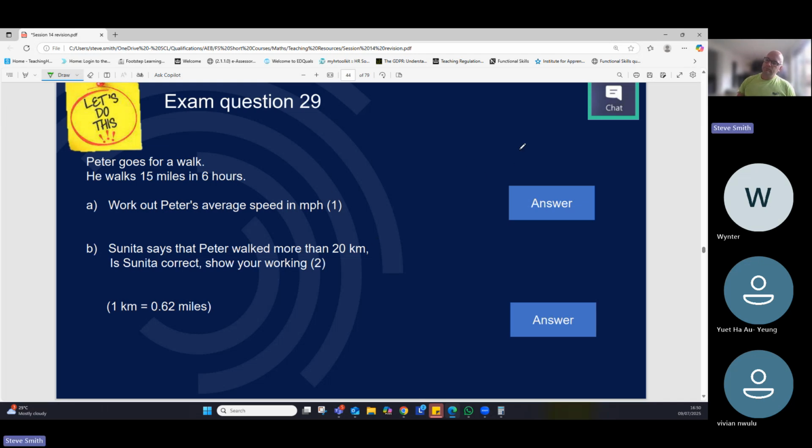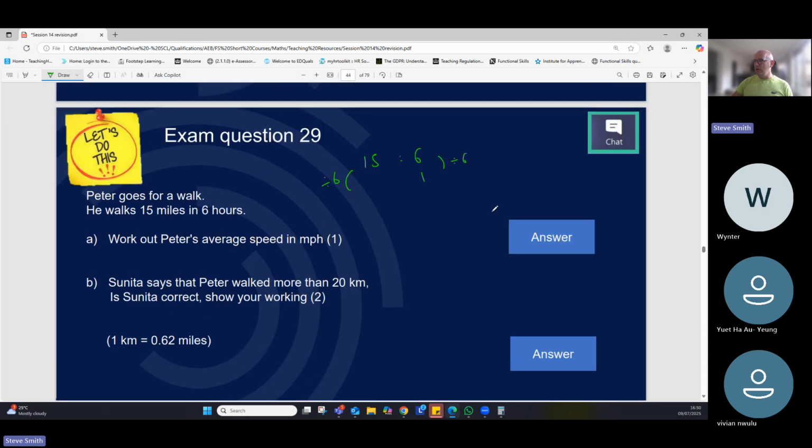So here we go. Peter goes for a walk. He walks 15 miles in 6 hours. Wow. Okay, work out Pete's average speed. So if he's gone 15 miles in 6 hours, we want 1. So you can see the relationship there. Yeah, we divided by 6. So we divide that by 6. And simple as that.